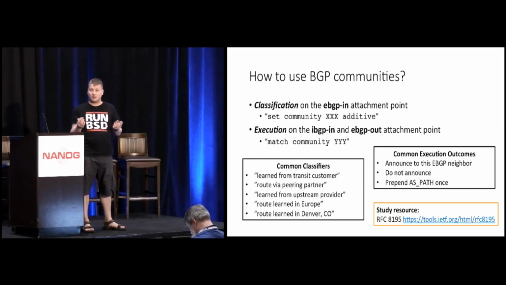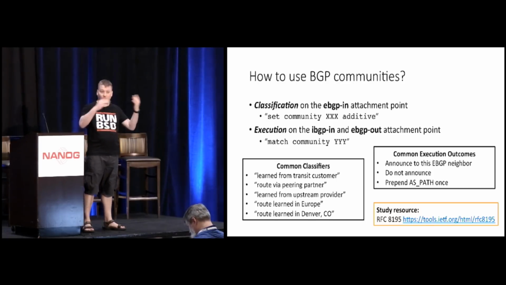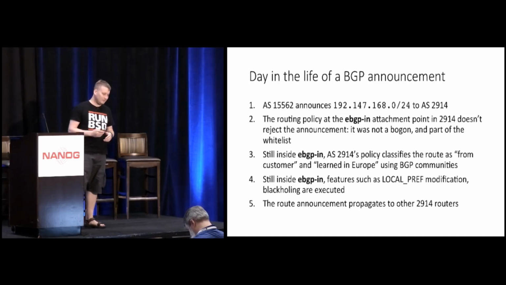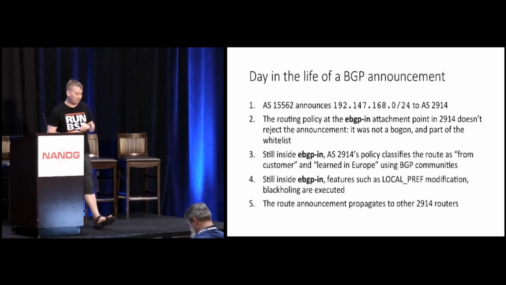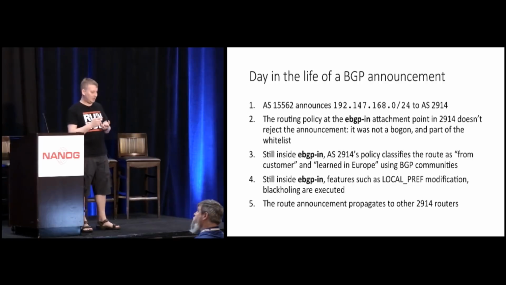What is execution? Execution means acting when you see a certain BGP community. So that could mean do announce, or not announce, or prepend, or whatever you come up with. So let's walk through an announcement in this conceptual model. I have my ASN, I have a prefix that I announce to my upstream provider, and the routing policy at the eBGP-in attachment point will not reject the announcement because it's not a bogon and it's part of the whitelist.